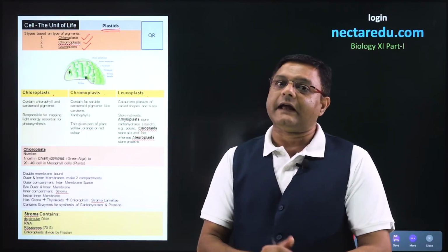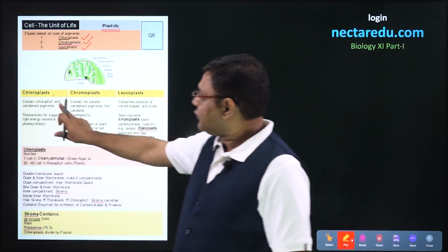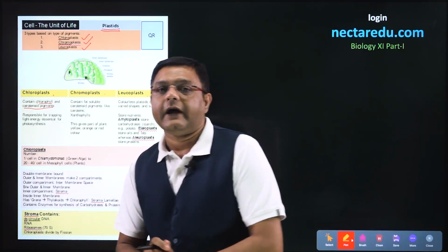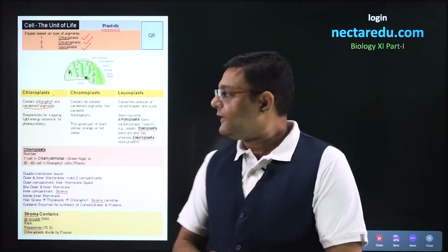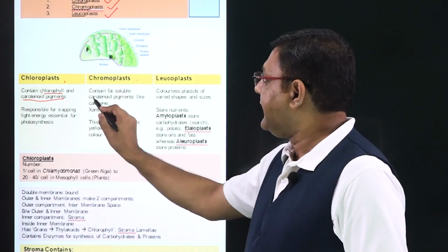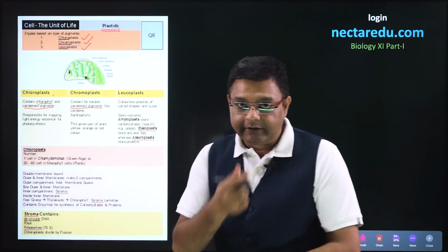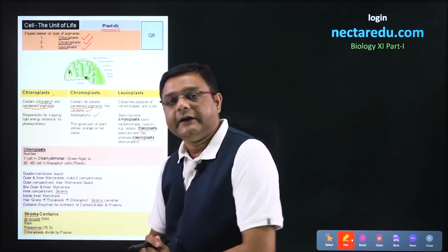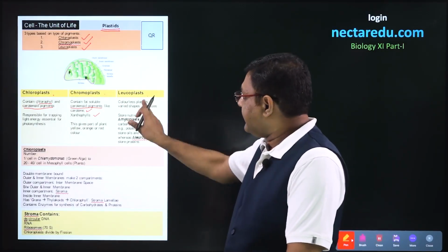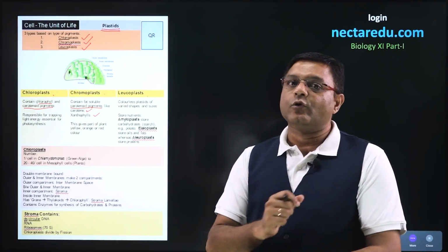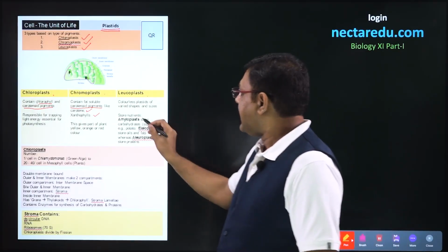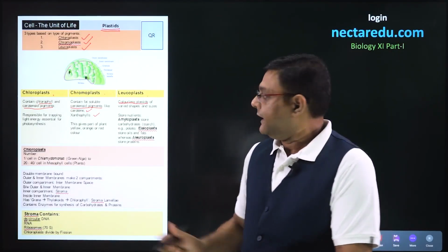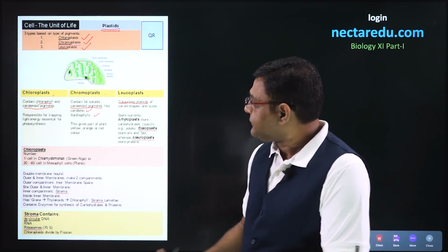Mainly it is based on the type of pigments present. Chloroplast has chlorophyll and it also has carotenoid pigments. Chromoplast has carotenoid pigments. Carotenoid pigments can be of two types: carotene or xanthophyll. Leucoplast does not have any pigments, and that is why these are colorless plastids. The functions of all three are different.